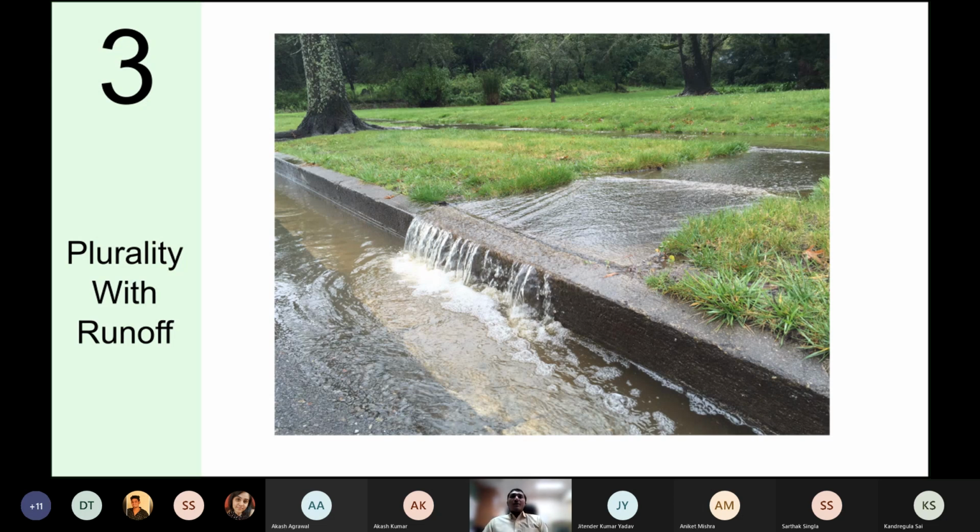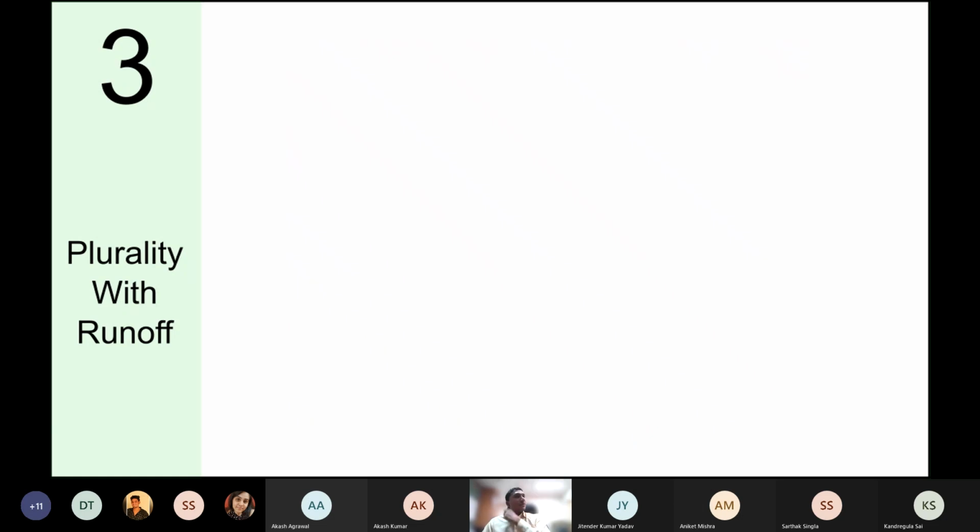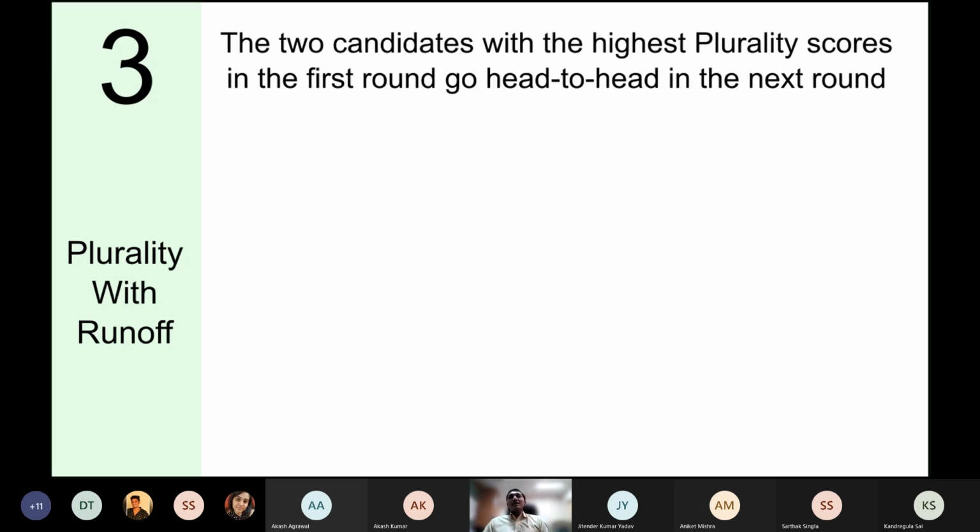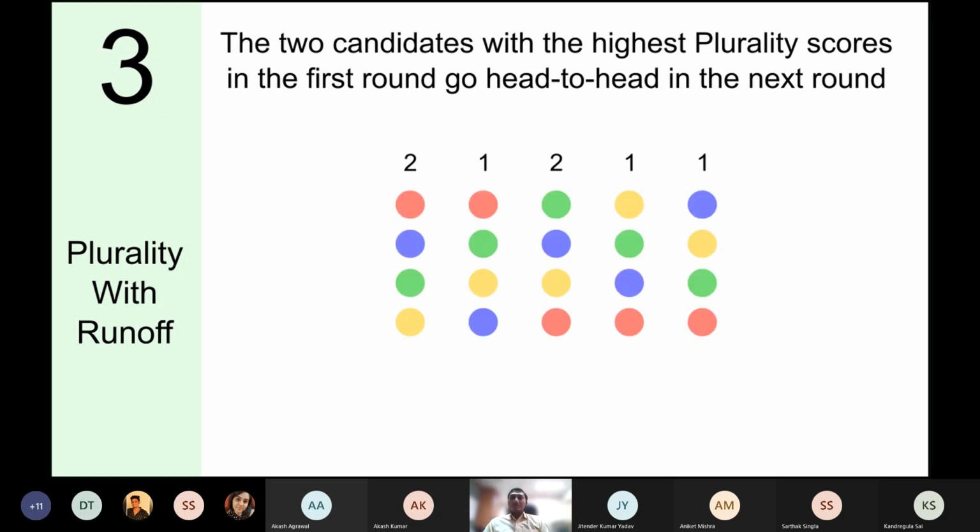Plurality, like I mentioned, was a brutal voting rule. You just look at the first place candidates, and that's how you determine the winners. Plurality with runoff is a bit more generous. It says, let's look at the 2 candidates with the highest plurality scores in the first round. In the next round, we have those 2 go head to head against each other. So it's a 2-round voting rule, and here's how it works.